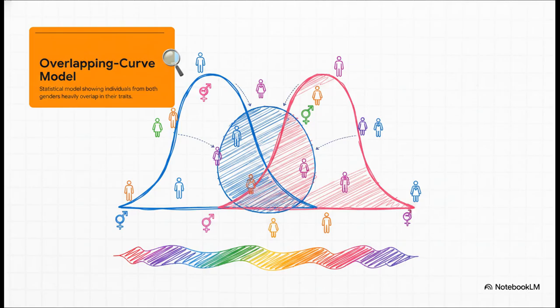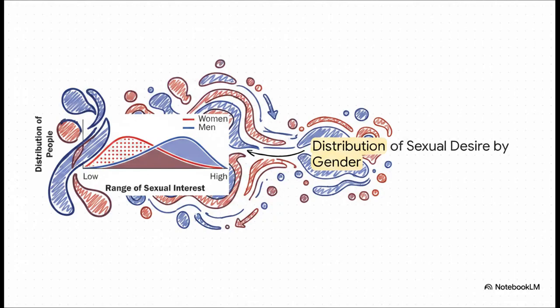Which brings us to a recurring mental model you absolutely need to remember when you hear any stereotype: the overlapping curve model. This statistical reality proves that while the averages between men and women might differ slightly for a specific trait, the vast majority of individuals from both groups heavily overlap. Simply put, extreme black and white differences between genders are actually incredibly rare in the real world. Let me break down exactly what that looks like.